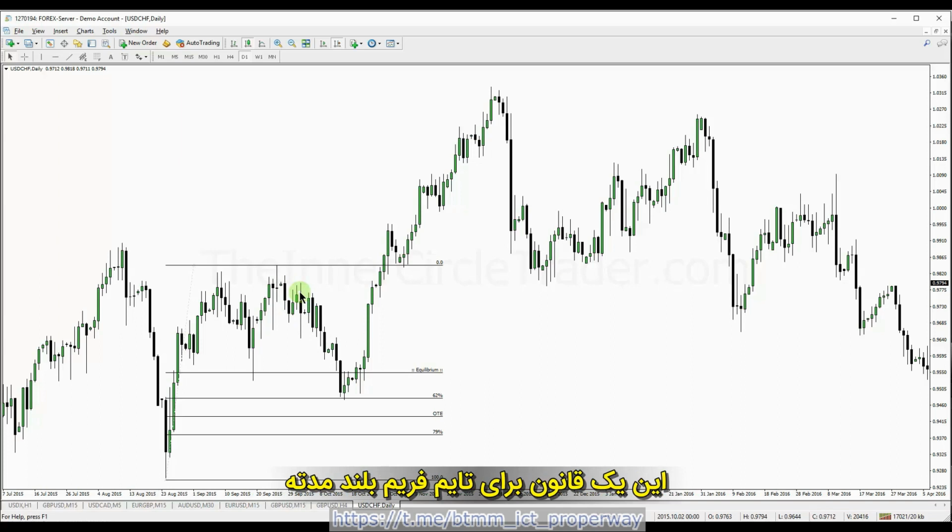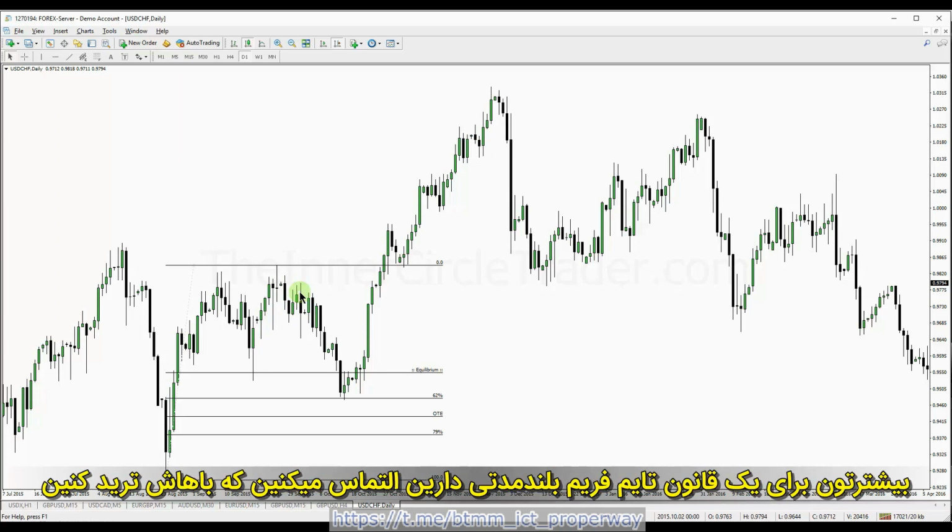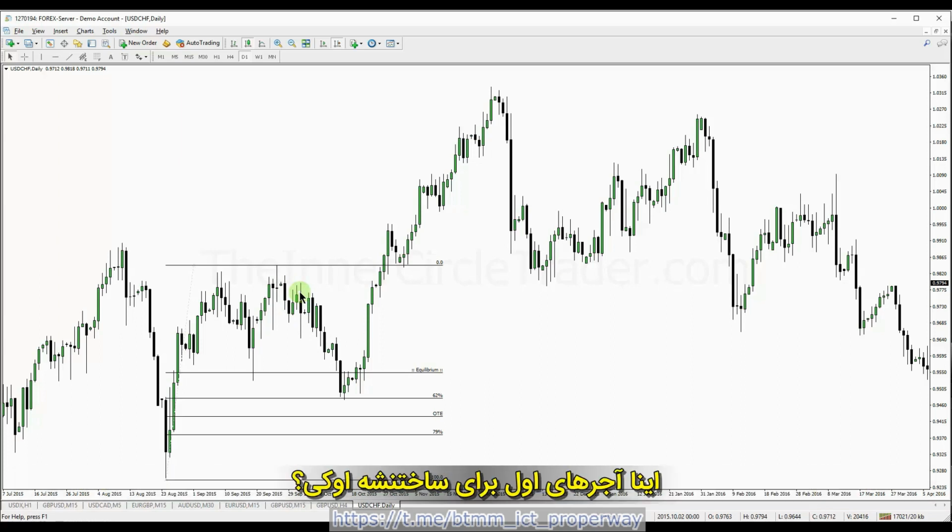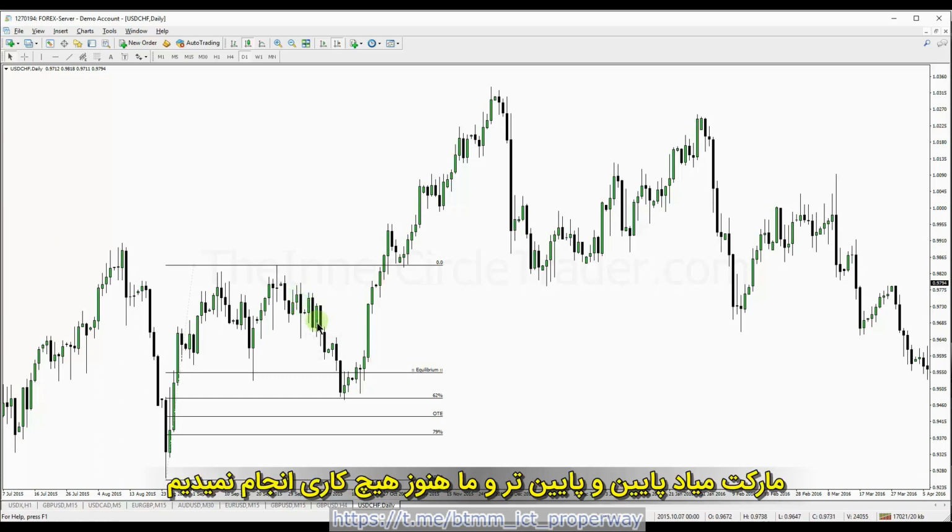This is a higher time frame principle. Most of you are all begging for a higher time frame principle to trade with. This is the beginning building blocks to that. Okay, market trades lower, lower. What do we do here? Nothing. We're not doing anything here yet.